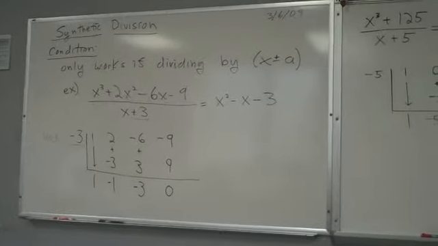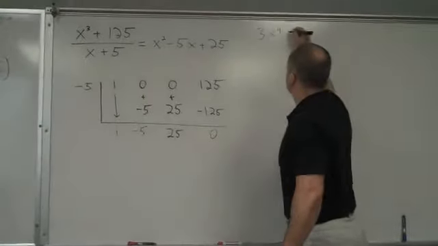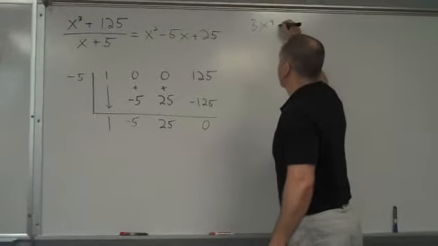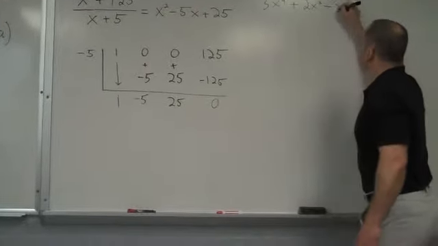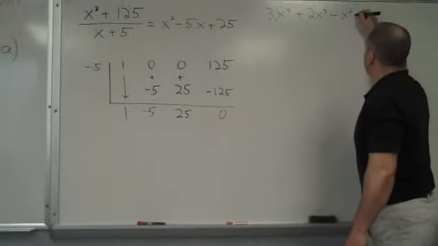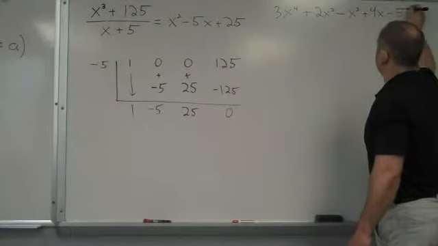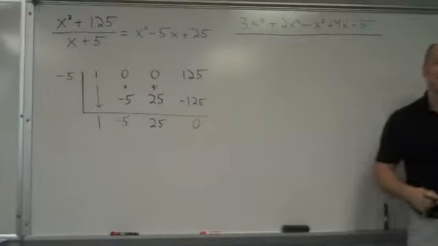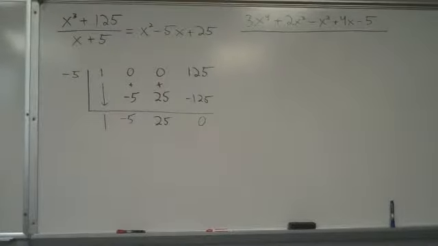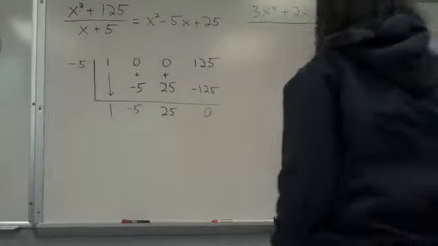So I'm just going to do 3x to the 4th. You may need a calculator for this one. Plus 2x cubed minus x squared plus 4x minus 5, divided by, okay, it's got to be x plus or minus a number. If the number's too big, this will be ugly. What should it be? X plus or minus what?